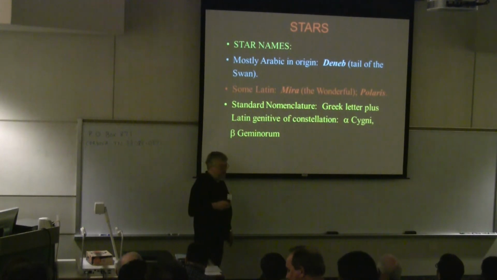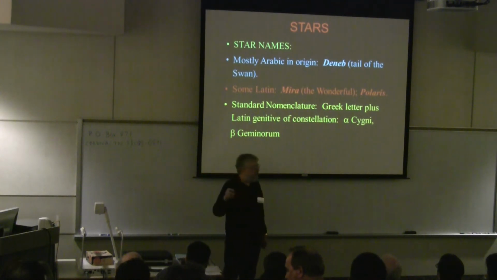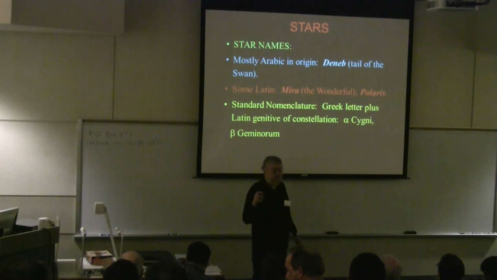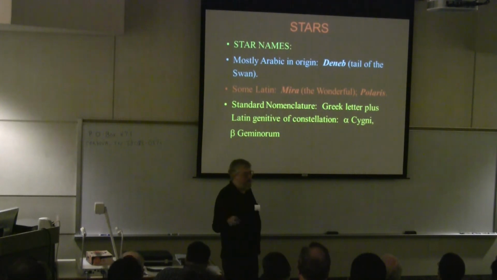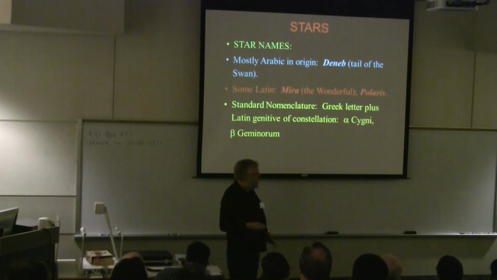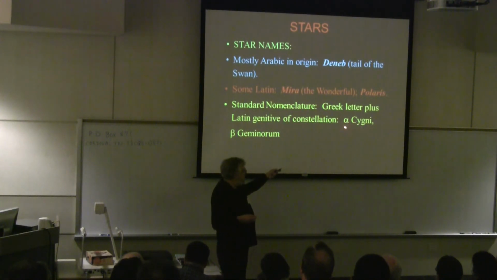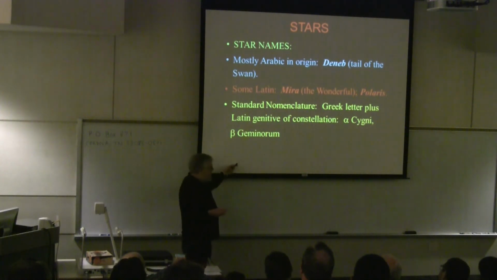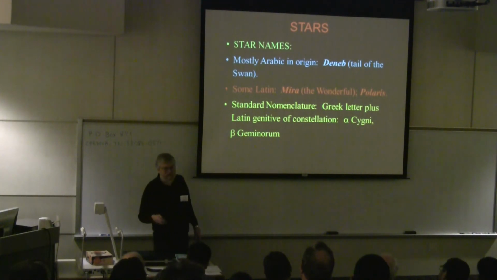And then there's the old standby version, and that's to name all the stars in the constellation in decreasing order of brightness following the Greek alphabet, alpha, beta, gamma, and so on, followed by the genitive name of the constellation. So rather than Alpha Cygnus, it'd be Alpha Cygni. And Castor, Beta Geminorum. So that's a standard way of naming stars.